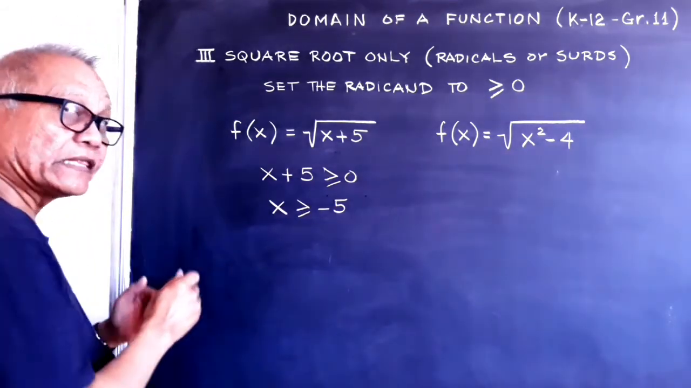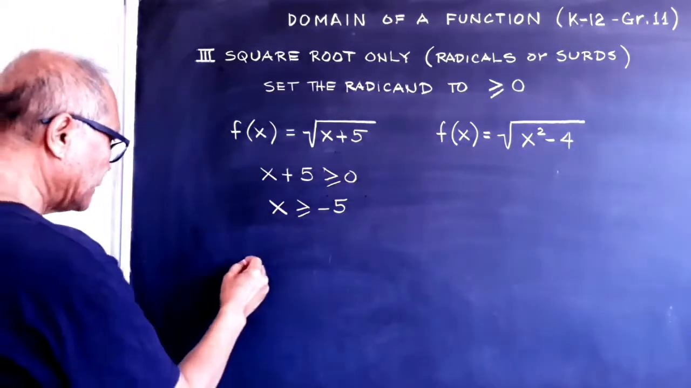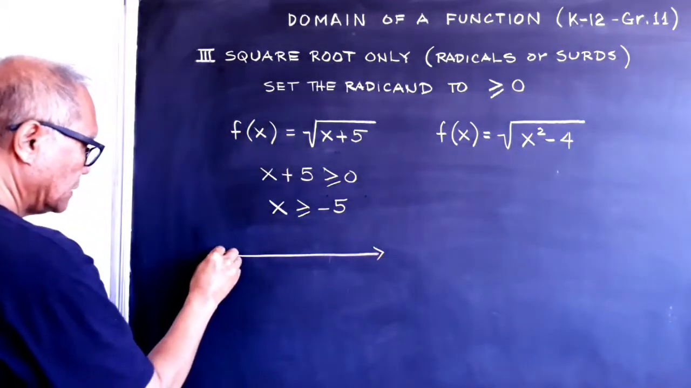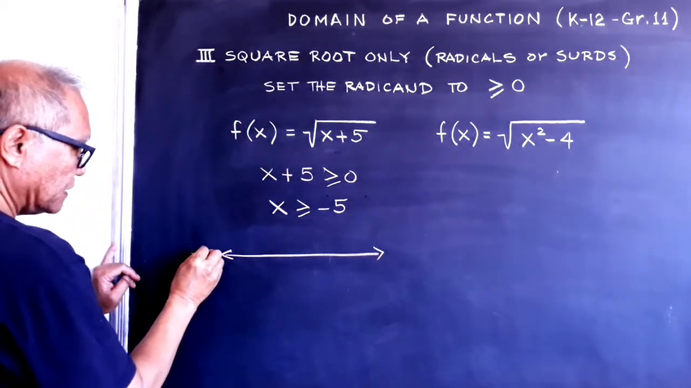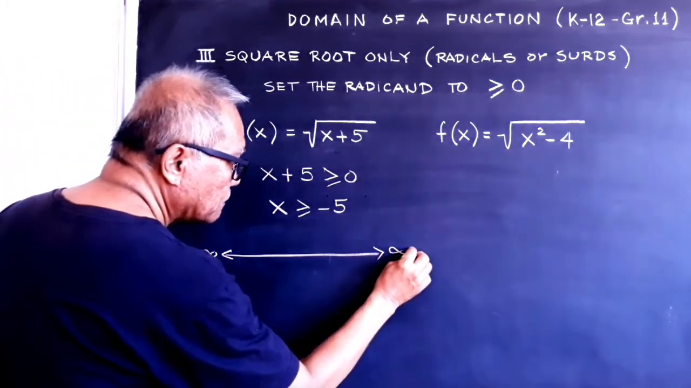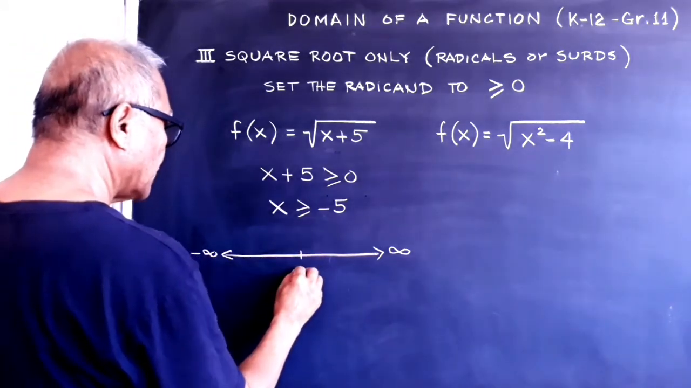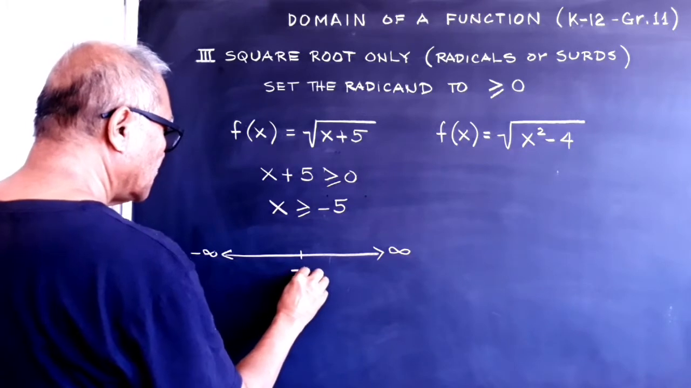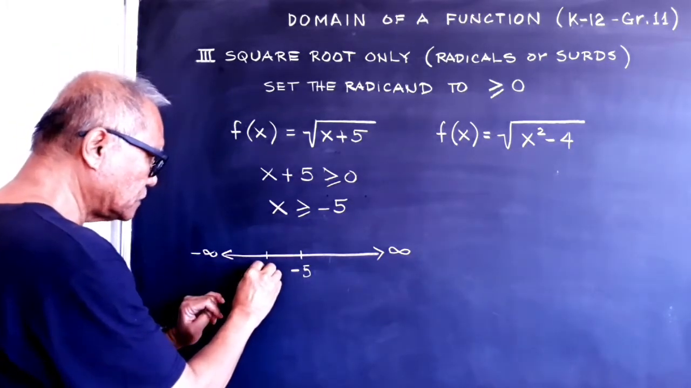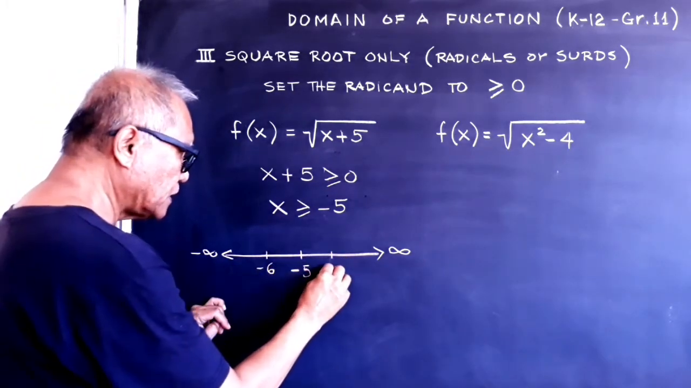Then we will make a number line. It's better to always make a number line so we can see it clearly. So here we have this one. This one is negative infinity. This one is positive infinity. And then we place the negative 5 here. This one is negative 6, going down. The value is decreasing. And we have negative 4 here.